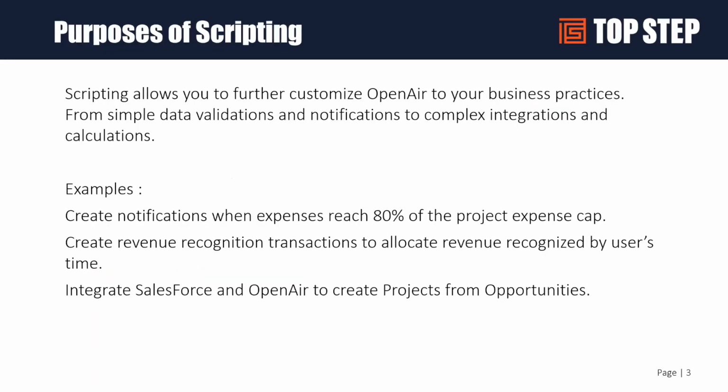Okay, so what are the purposes of scripting within OpenAir? What scripting allows you to do is further customize OpenAir to your business practices, from simple data validations and notifications to complex integrations and calculations. Some examples of what you can do with scripting are creating notifications when expenses reach 80% of project caps. We can create revenue transactions to allocate revenue recognized by users' time. And then also we can do complex integrations, such as integrating Salesforce and OpenAir to create projects from opportunities.